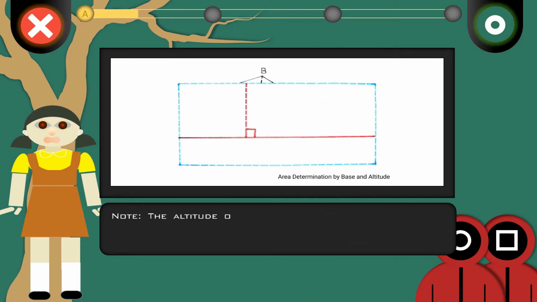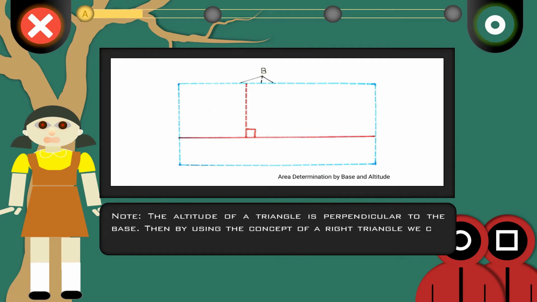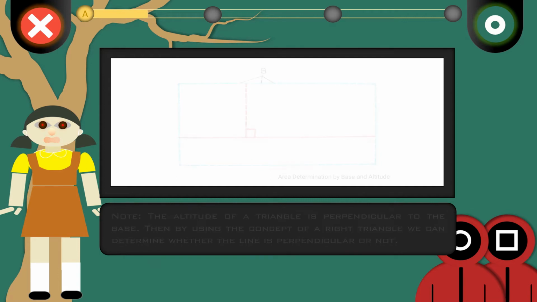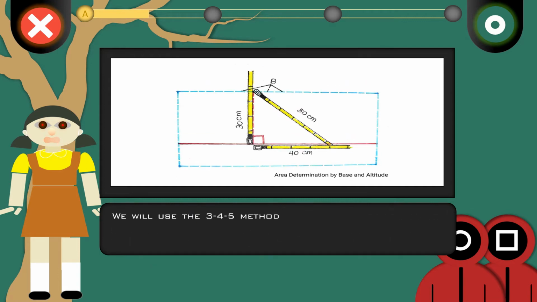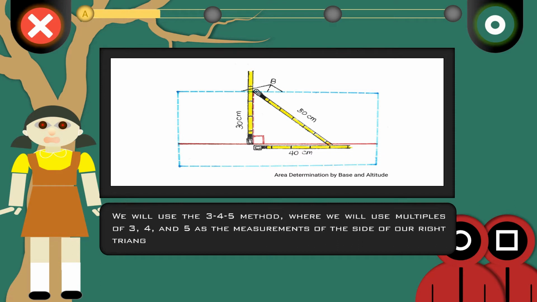Note that the altitude of a triangle is perpendicular to the base. Then by using the concept of a right triangle, we can determine whether the line is perpendicular or not. So, we will use the 3, 4, 5 method, where we will use multiples of 3, 4, and 5 as the measurements of the sides of our right triangle.